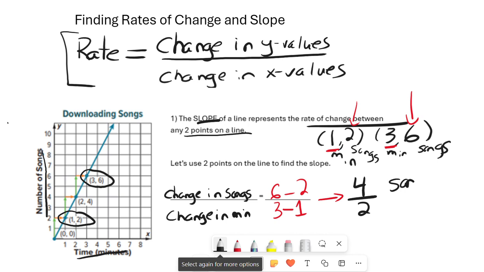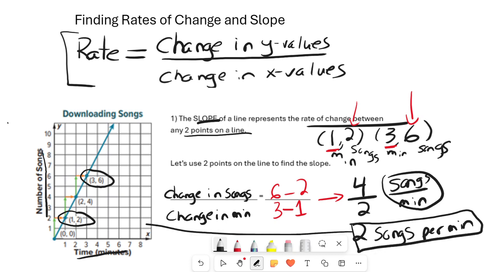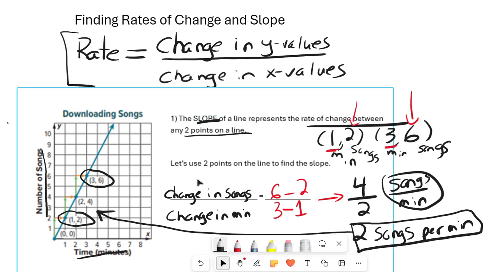That's 4 songs, and that's 2 minutes. But we can go one step farther. We can say what 4 divided by 2 is. That's 2. And the way to say this unit is to say that's 2 songs per minute. And that represents the rate for this graph. Now, we could have used any of those 4 points. No matter what points you use, you will get the same number. You'll get that value of 2.